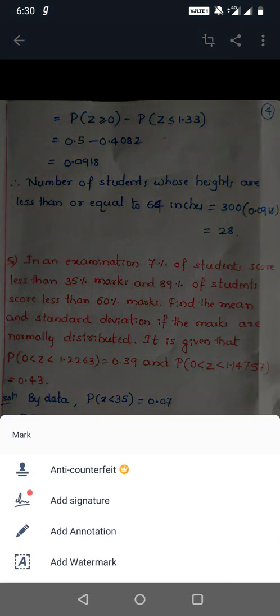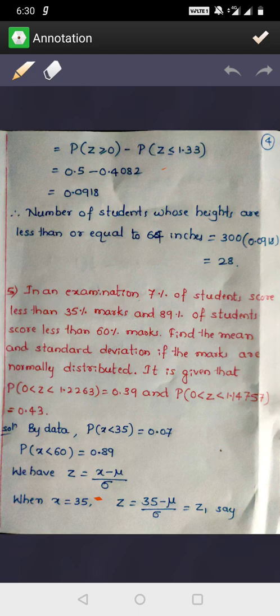So it gives us probability of z greater than or equal to 0 minus probability of z less than or equal to 1.33. Again, probability of z greater than or equal to 0 is 0.5 and probability of z less than 1.33 using our table is 0.4082. So when you simplify, you will get 0.0918. Therefore, the number of students whose heights are less than or equal to 64 inches is 300 into 0.0918, which is 28 students.